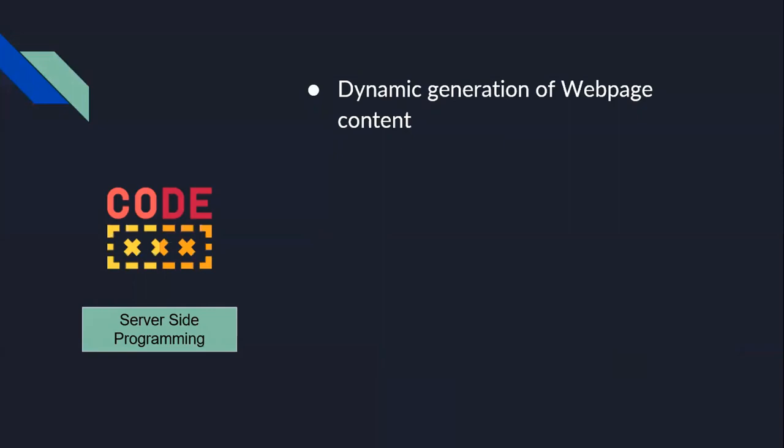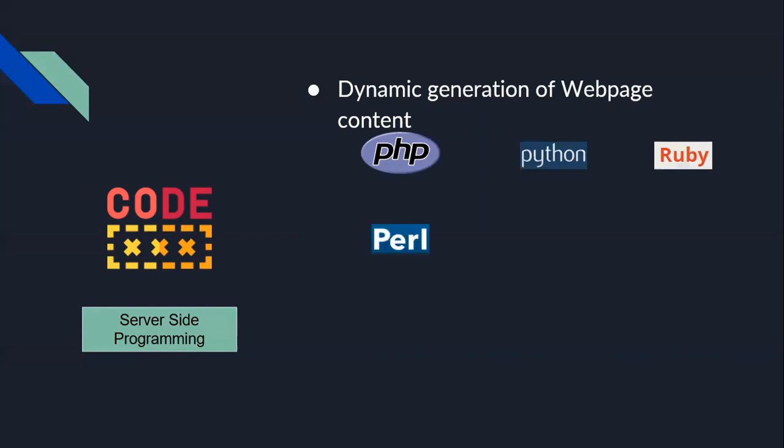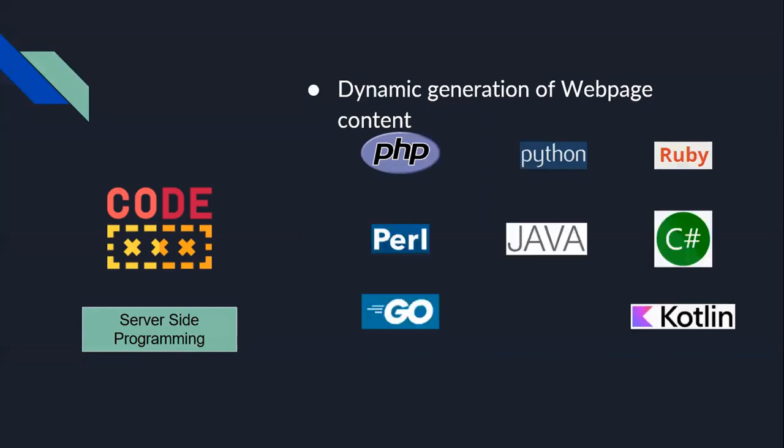Server-side programming is code which resides on the web server and which gets executed when the web page is requested. These programs compute and often query data from databases and dynamically generate the HTML content, which then is sent to the browser. This is a space which is served by many programming languages like PHP, Python, Ruby, Perl, Java, C Sharp, Go, Kotlin, and many others.